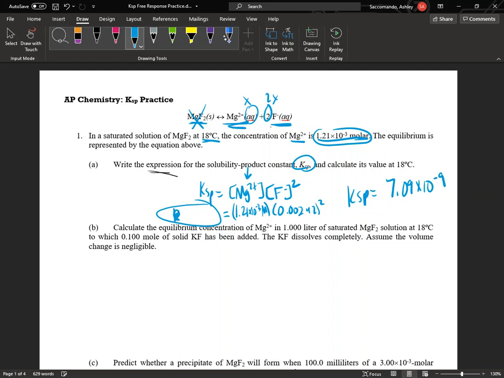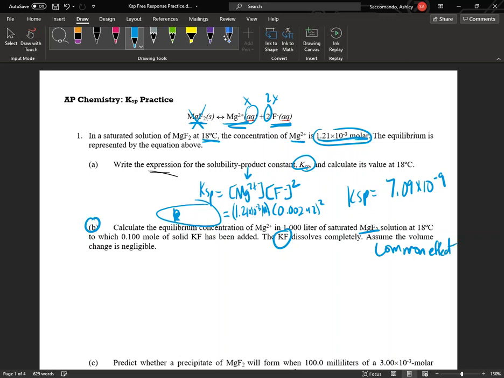So if they give you a concentration of either one of these, you should be able to figure out the concentration of the other. That's no problem. B though, and there's only a couple types of KSP problems. We see KF either adding or not adding to the solution. We're magnesium fluoride, so this is a common ion effect problem. So you're going to see common ion effect problems.